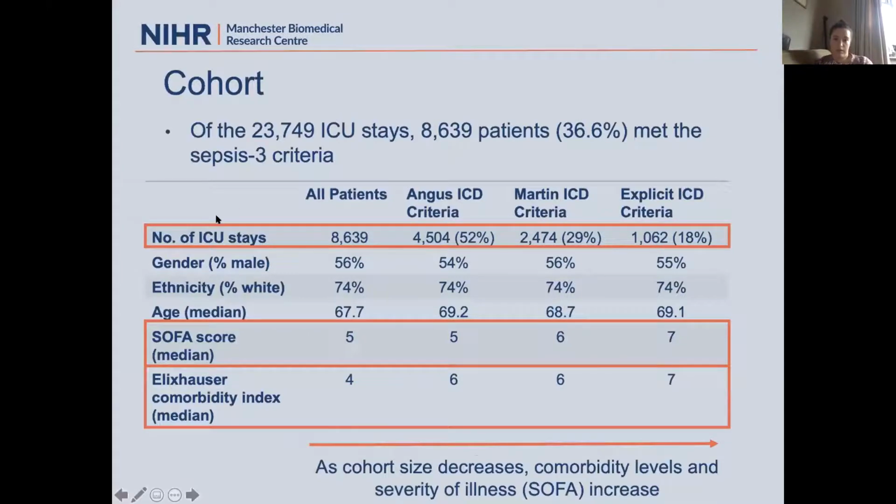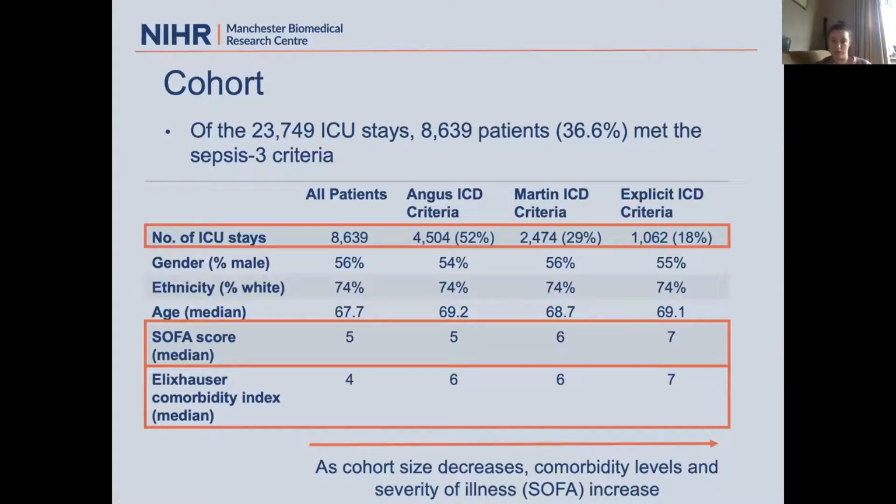So of the just under 24,000 ICU stays that were available in that time period in the database, just under 37% met the Sepsis 3 criteria. So the size of the cohort decreases depending on which codes you use to look for patients. So only 18% of those patients had an explicit code in their medical record for sepsis.